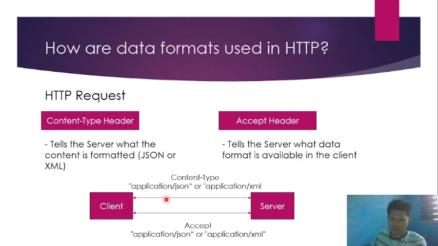How can that be solved? This is the solution: the accept header. It tells the server what data format is available in the client. Here in the second HTTP header, which is the accept header, it can tell the server what data format is available for the client. If the server does not support the format the client requests, then it will fail and send an error to the client.